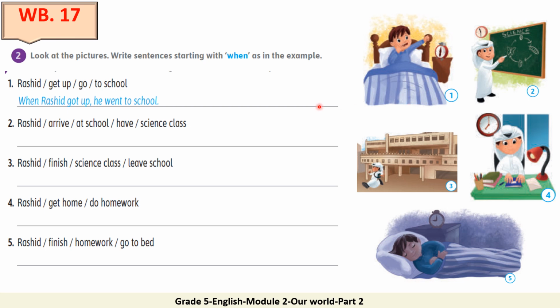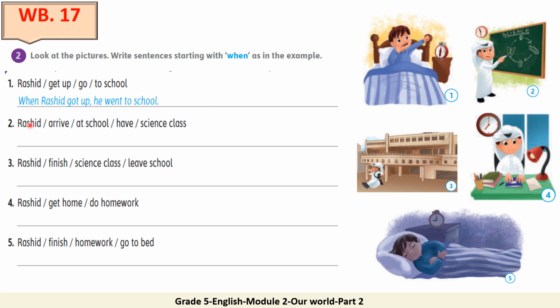Remember, the action that was completed first always follows when. And remember also, we are talking about actions that happened in the past. So the verbs should be written in the past form. So we will change get up and we will change go. When Rashid got up, he went to school.